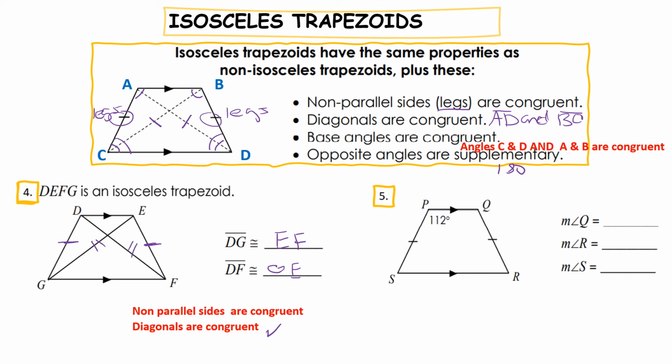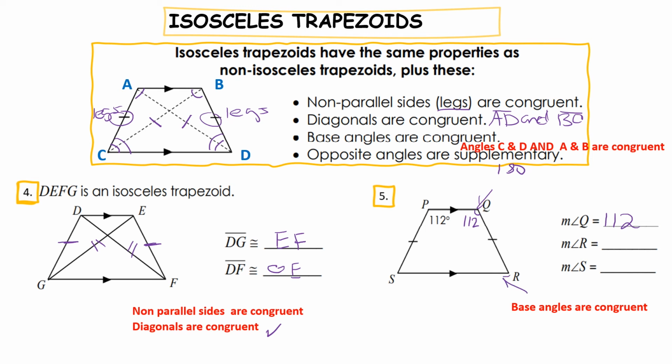Let's look at number 5 here. Look at the measures of these angles. So first we can find the measure of angle Q by simply looking at it because base angles are congruent. So measure of angle Q would be 112. And consecutive angles, because same properties as non-isosceles trapezoids. So Q and R would be consecutive angles. So they will equal 180.